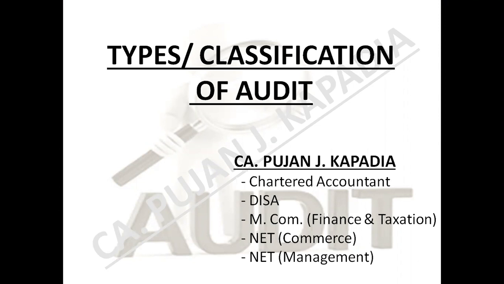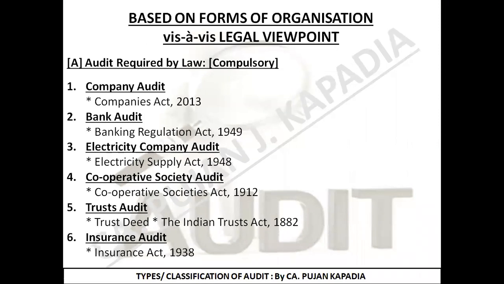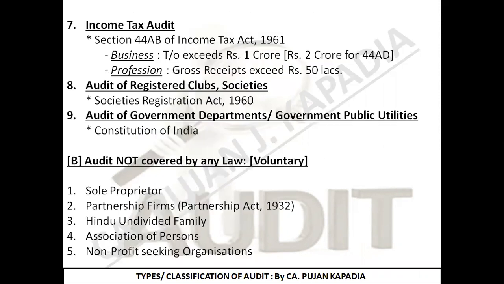As you all are aware, we had started with the topic of types or classification of audit, under which we are studying classification of audit from various viewpoints. First of all, we have taken up the classification of audit from the compulsory and voluntary viewpoint, that is, compulsory under law and voluntary, that is, not compulsory under law.